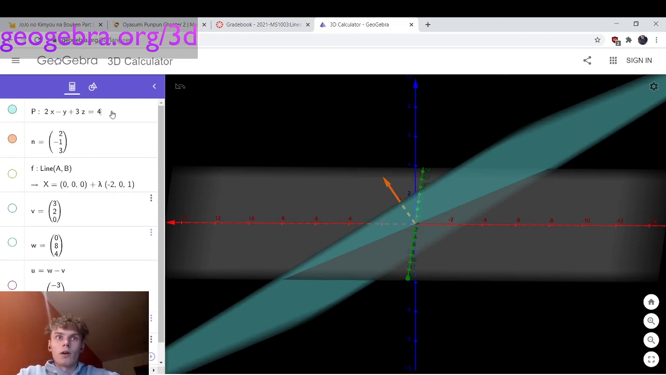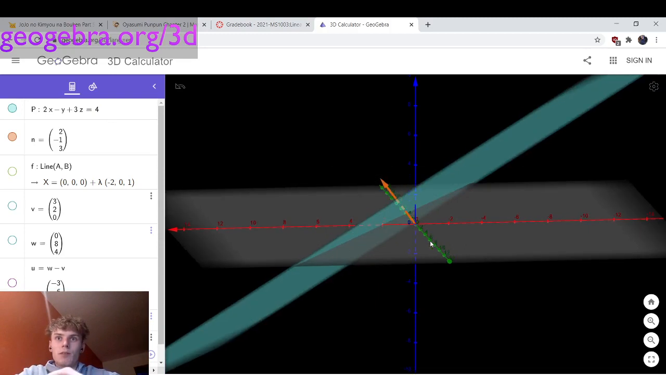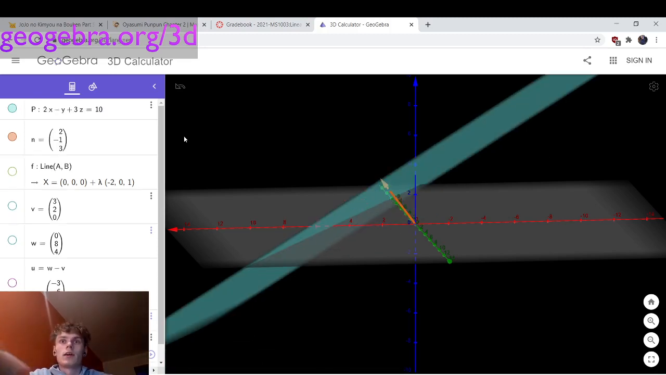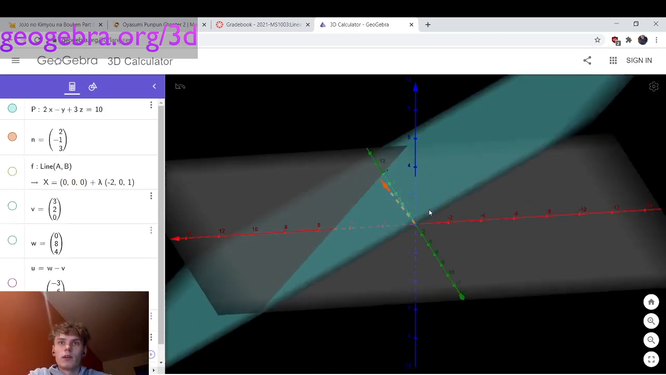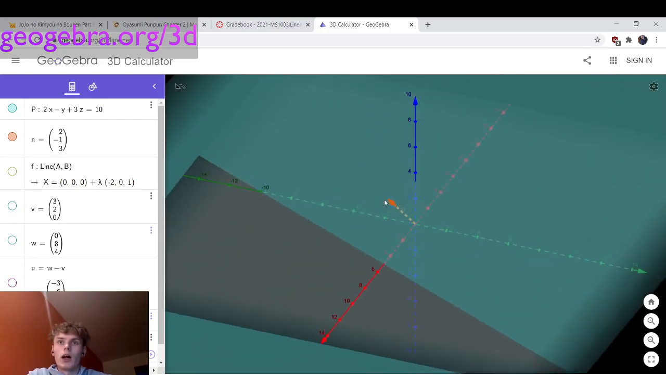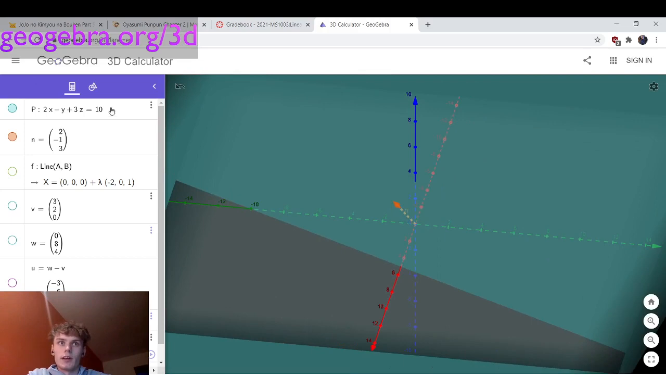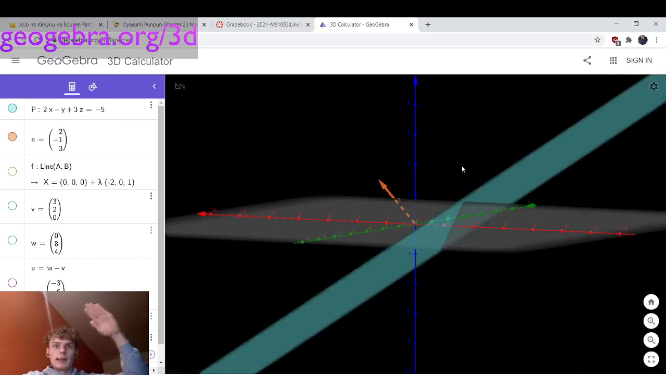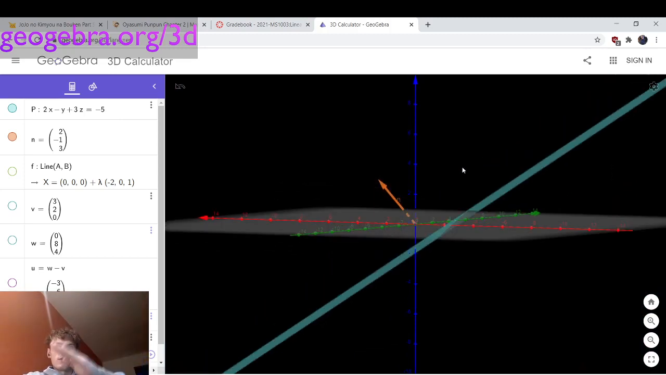So if I make this 4, you can see what happens: the plane shifts, okay? But what doesn't change is the direction the plane is oriented. All that changes is I move the plane up or down or left or right some amount, but I don't change the angle of the plane at all. If I make this 10, you need to shift the plane, right? And it's shifting the plane along the normal vector, the orange guy here. So if I make this -5, you can see it just looks like we've shifted it down the normal vector by 15 units.